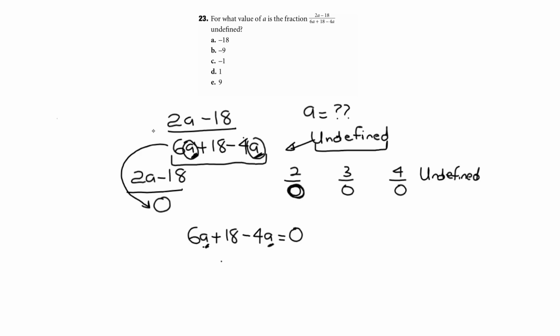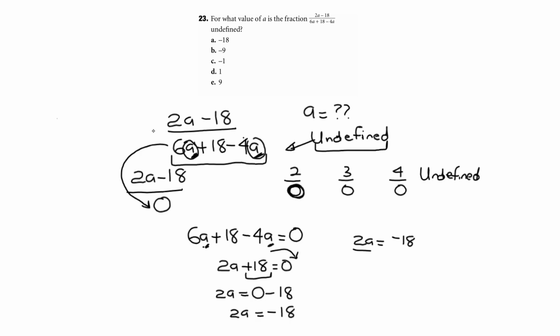6a minus 4a, you get 2a plus 18 is equal to 0. This positive 18, when it crosses to this side, becomes a negative. So it's going to be 2a is equal to 0 minus 18. Realize that 2a is equal to negative 18. So 2a is equal to negative 18, divide by 2, divide by 2. So a is equal to negative 9, which is option B. So that means if we punch in negative 9 in here, it gives us a 0.